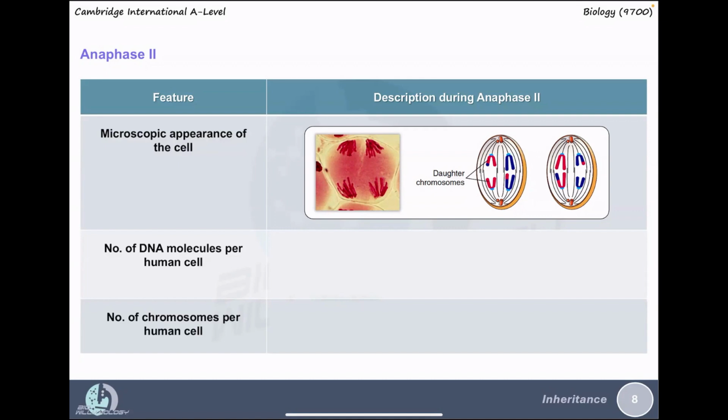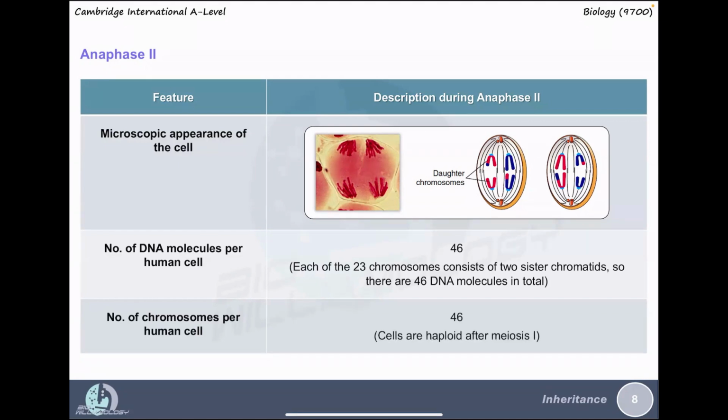Okay, so how many DNA molecules per human cell? The answer is still 46 because there is no division of the cells yet. And now you can see the number of chromosomes here. Remember, the chromosome now refers to the sister chromatid. Due to the division of the centromere, the sister chromatids are separated, so each sister chromatid is counted as one chromosome.